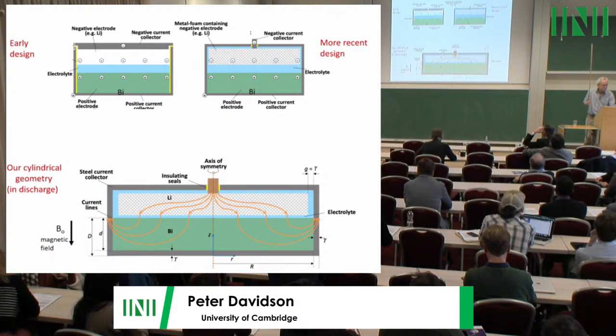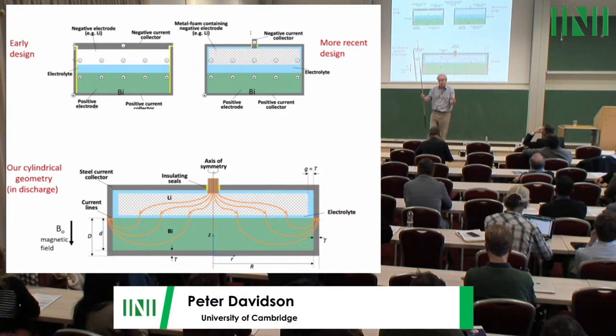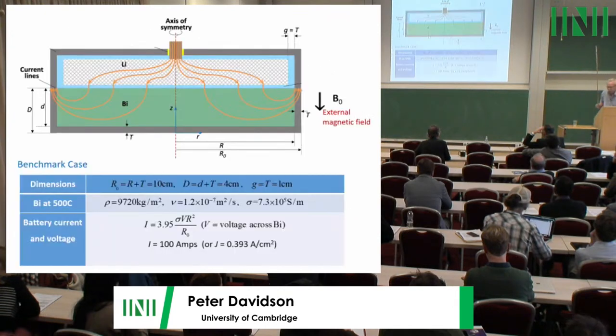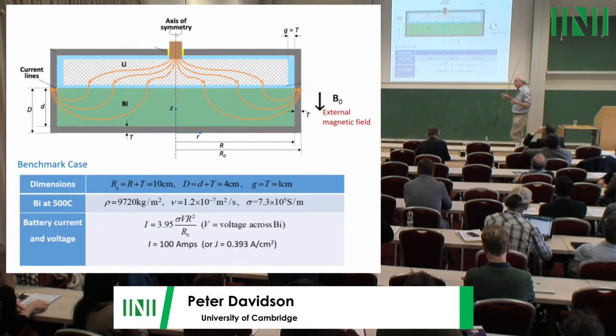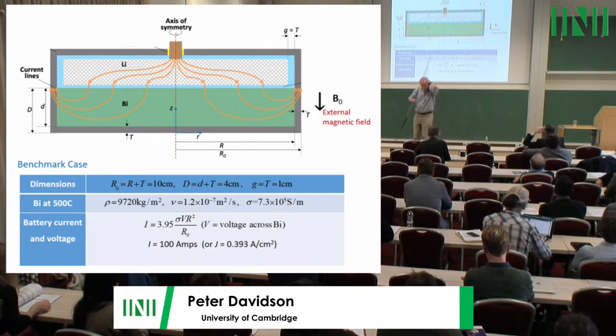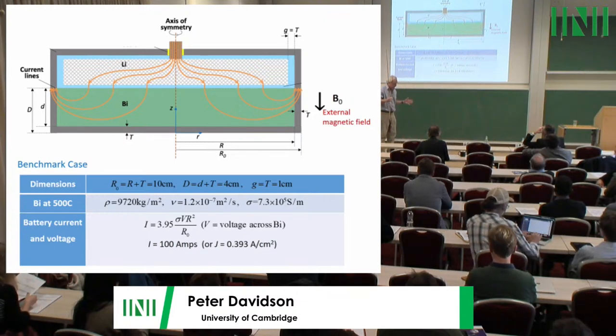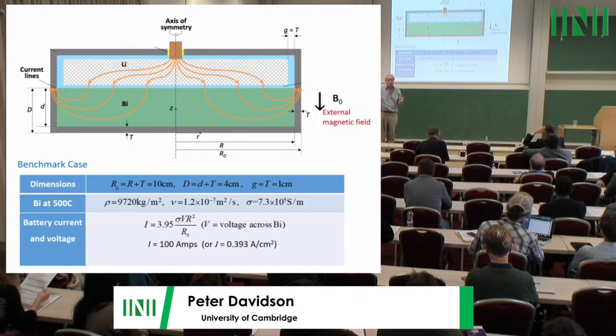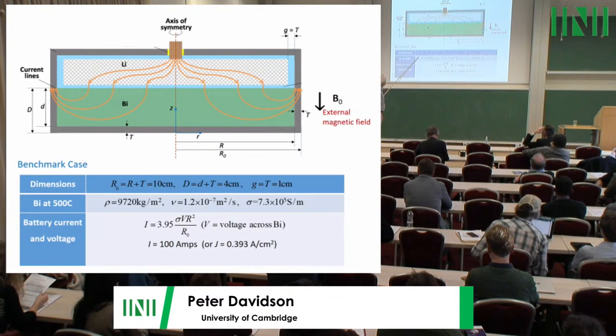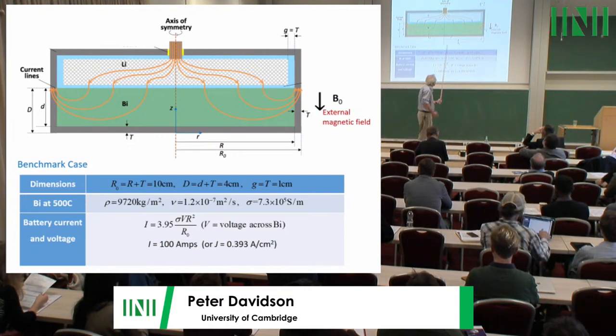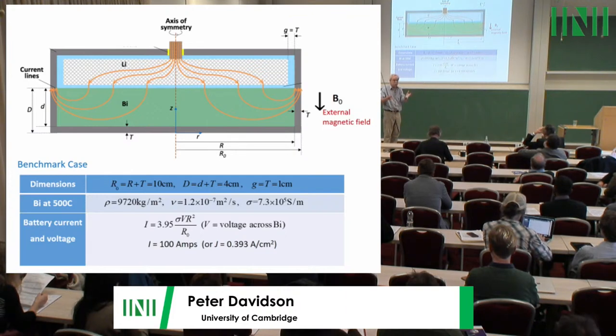Okay? So to keep life simple, I'll take a cylindrical battery. That's probably not realistic, but you can do something with a cylinder. And although the model, which I'll show you, is completely general, barring boundary conditions, for any sort of aspect ratio, it's useful to have a benchmark case just to get orders of magnitude so you can get some sense of what the numbers are. So here's our benchmark case. We'll take a radius of 10 centimeters and a depth of the bismuth of 4 centimeters. So quite a small, compact device.